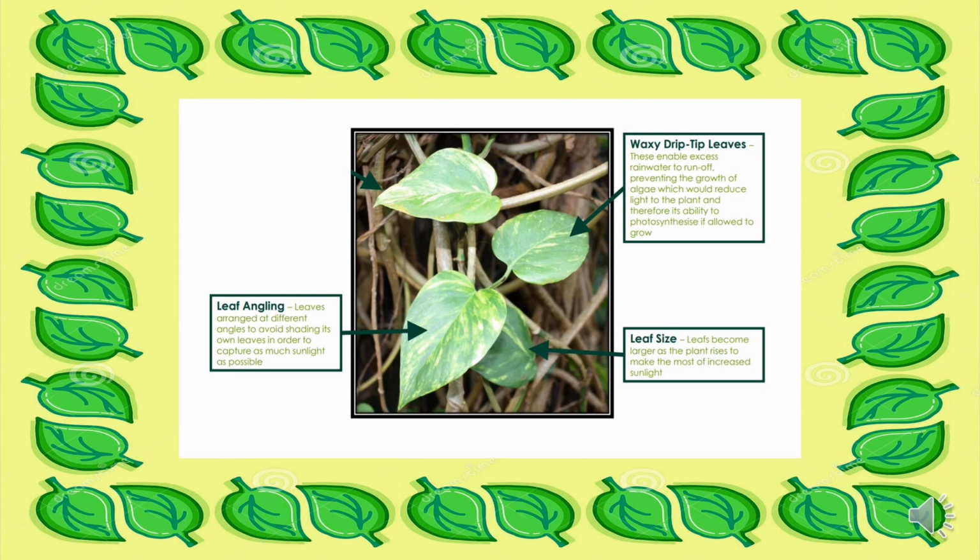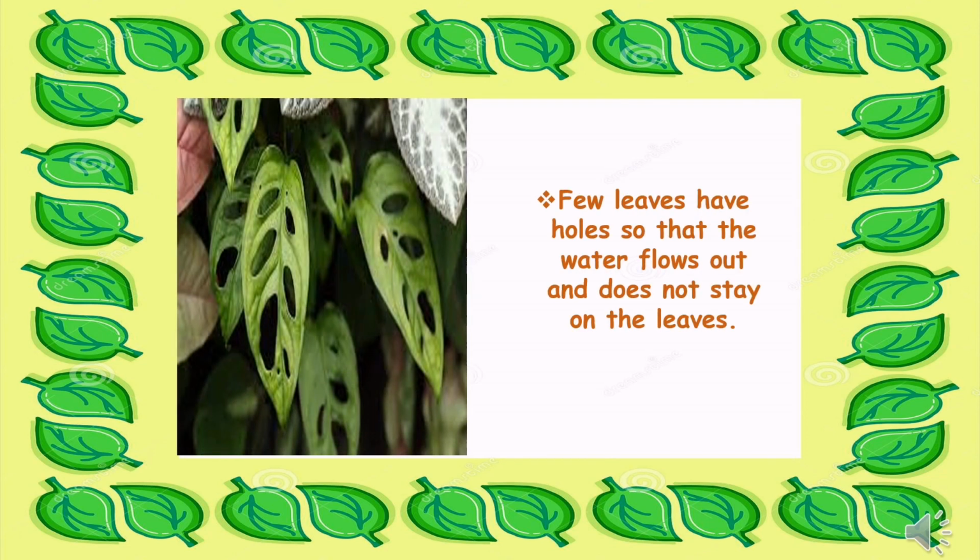Leaf size. Leaves become larger as the plant rises to make the most of increased sunlight. Leaf angling. Leaves are arranged at different angles to avoid shading its own leaves in order to capture as much sunlight as possible. Few leaves have holes so that the water flows out and does not stay on the leaves.